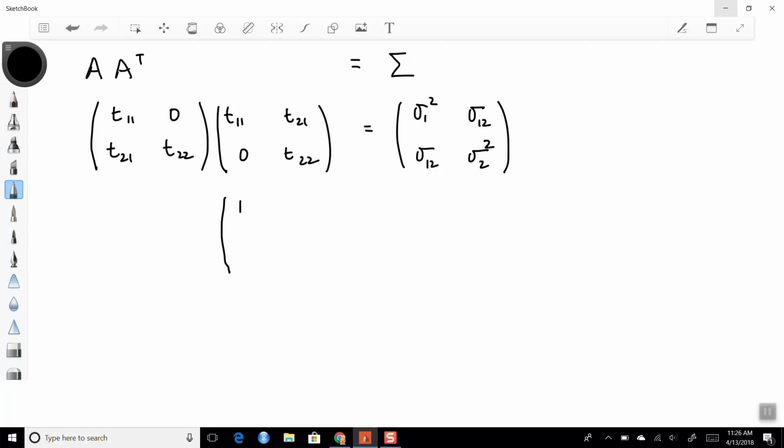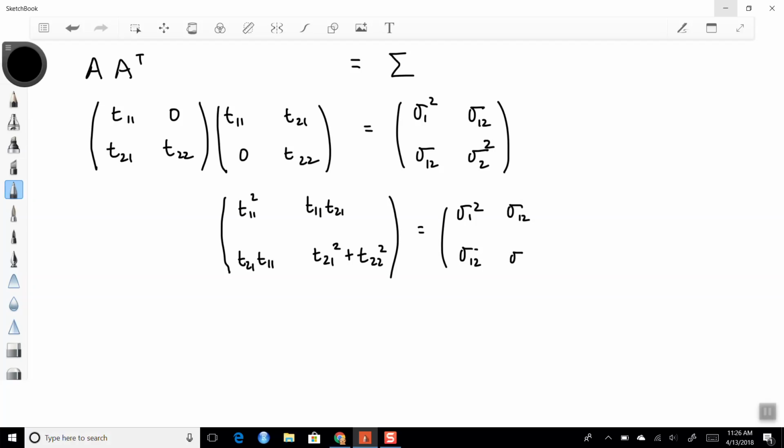And so here I would get term 1,1 squared. And then over here, I would get term 1,1 times term 2,1, and then you add a 0. And over here, you get term 2,1 times term 1,1. And then over here, I have term 2,1 squared plus term 2,2 squared. And this is equal to sigma 1 squared, sigma 1,2, sigma 1,2, sigma 2 squared.